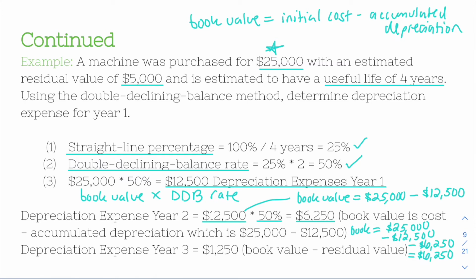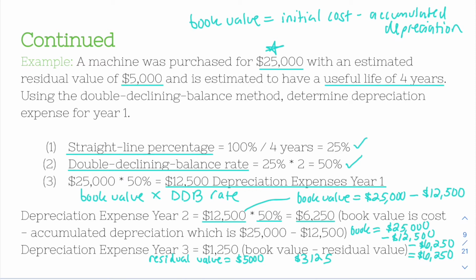Then, normally we would do $6,250 times 50%, which would get us $3,125. But we know that our residual value is equal to $5,000. So if we depreciated it the normal way, we would get the $3,125. We would have depreciated past the residual value, and we can't do that. So instead in year 3, we are just going to depreciate the remainder. So we are going to just depreciate what's left between our book value and the residual value.